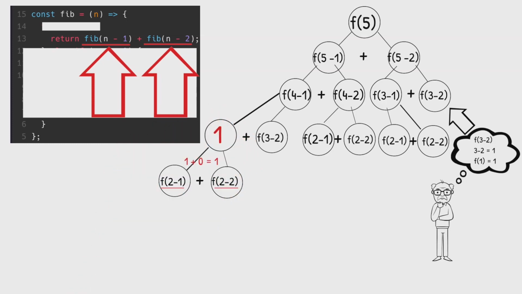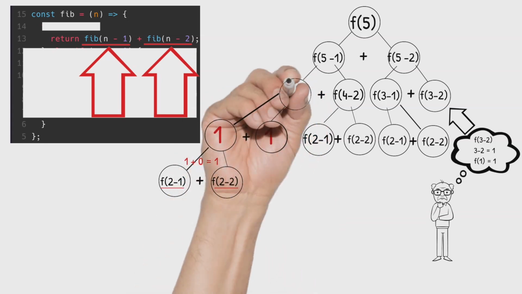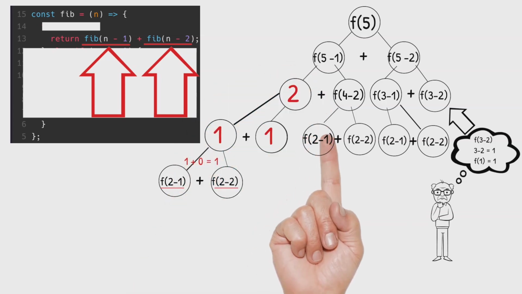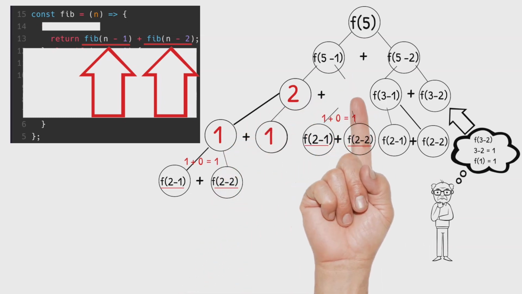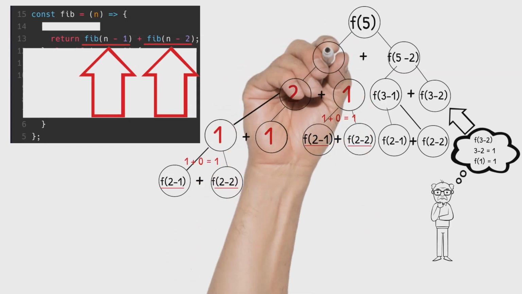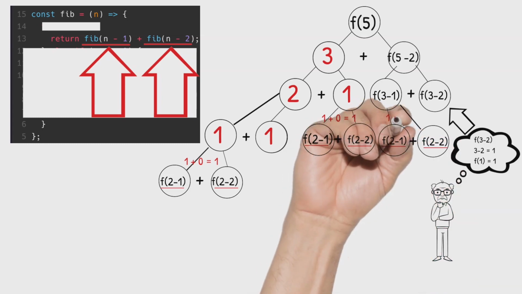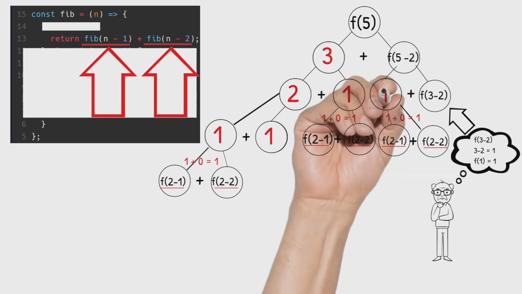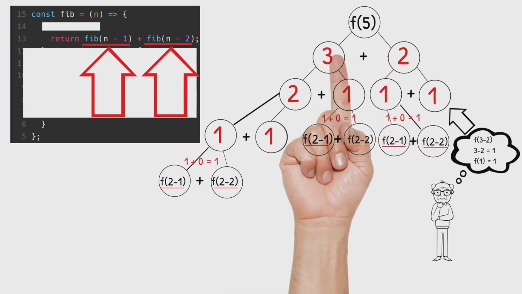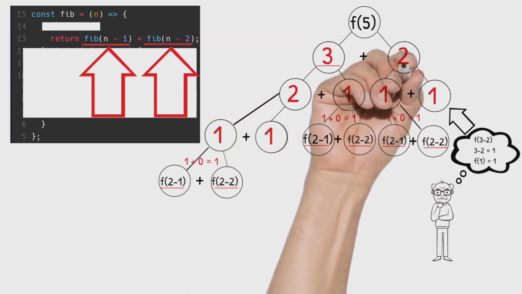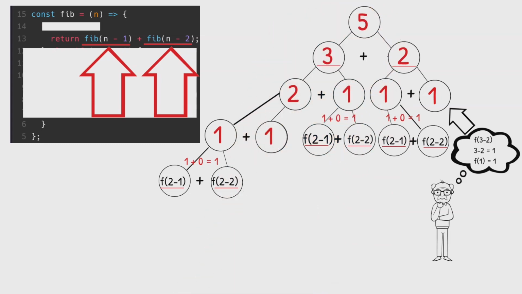And that can be added to fib(3 minus 2), or fib1, which again is always 1, which tells us that fib(4 minus 1), or fib3, is 2. We can do this until we have the answer for fib5 at the top of the tree. And finally, we see that the fifth Fibonacci number, or fib5, is 5.